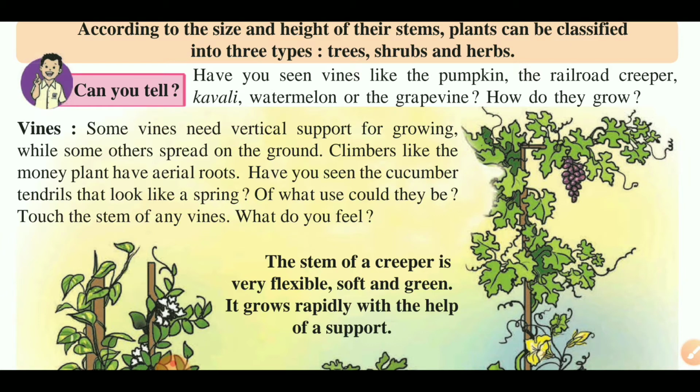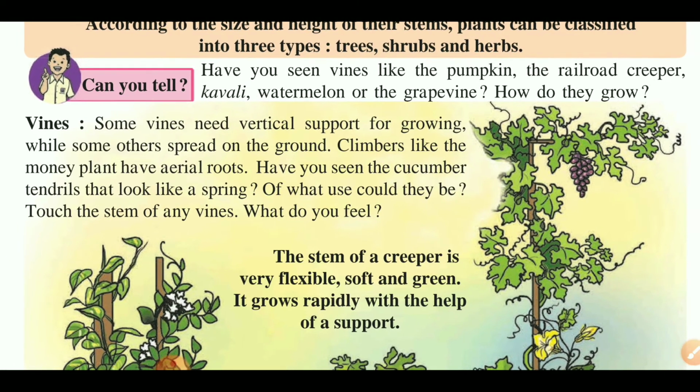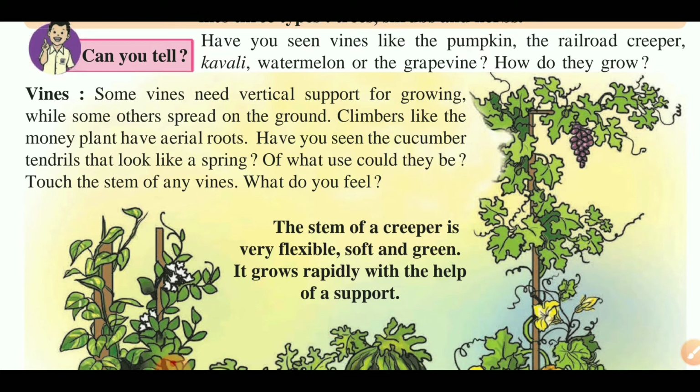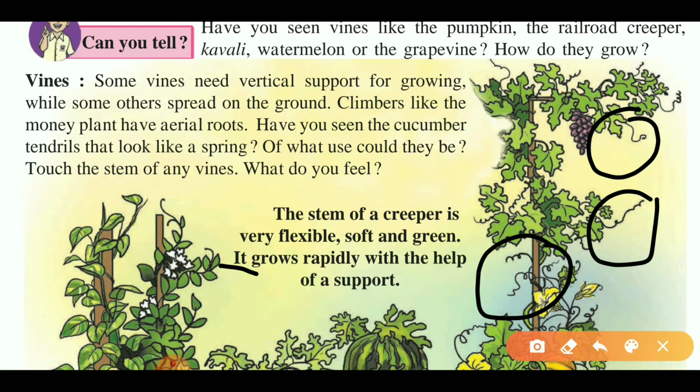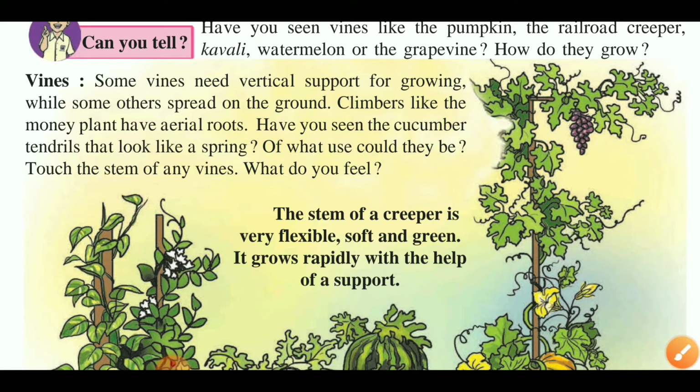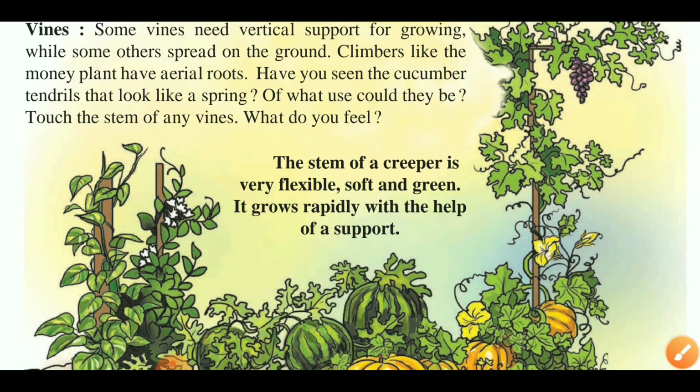Now, vines. Some vines need a vertical support for growing, while some others spread on the ground. Climbers like a money plant have aerial roots. Have you seen the cucumber tendril that looks like a spring-like structure? If you want to see, then check this spring-like structure. This is called a cucumber tendril, and tendrils look like a spring. Of what use might they be?